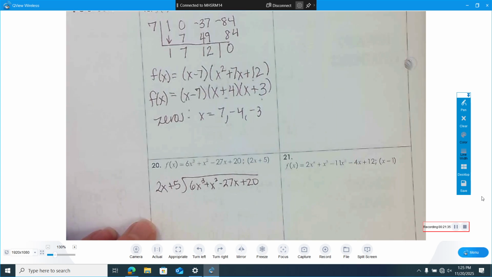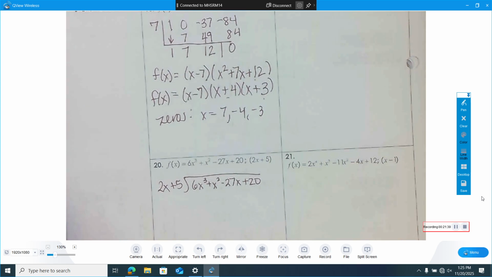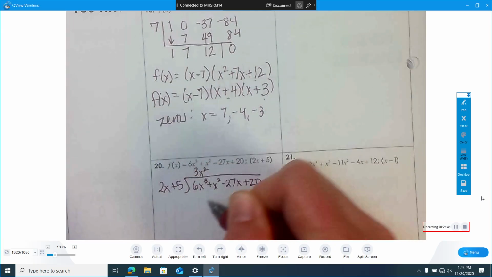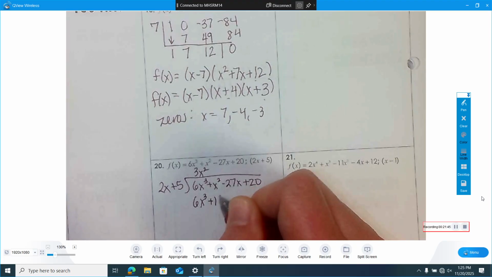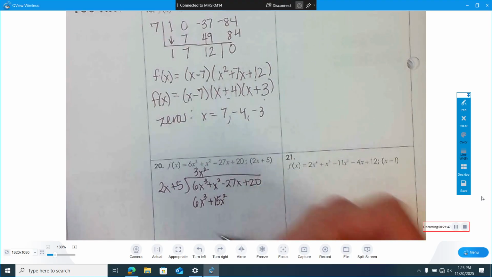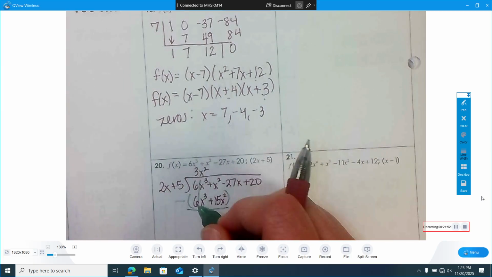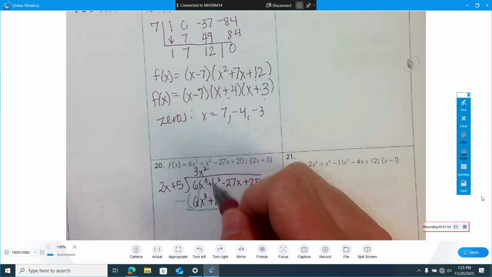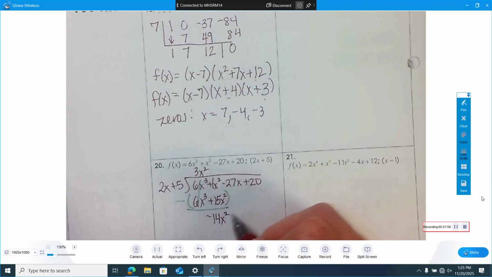All right. Multiply. What times 2x gives me 6x cubed? 3x squared. 3x squared times 2x is 6x cubed plus 15x squared. I'm going to subtract everything. So I have 1 minus 15. That's a negative 14x squared.